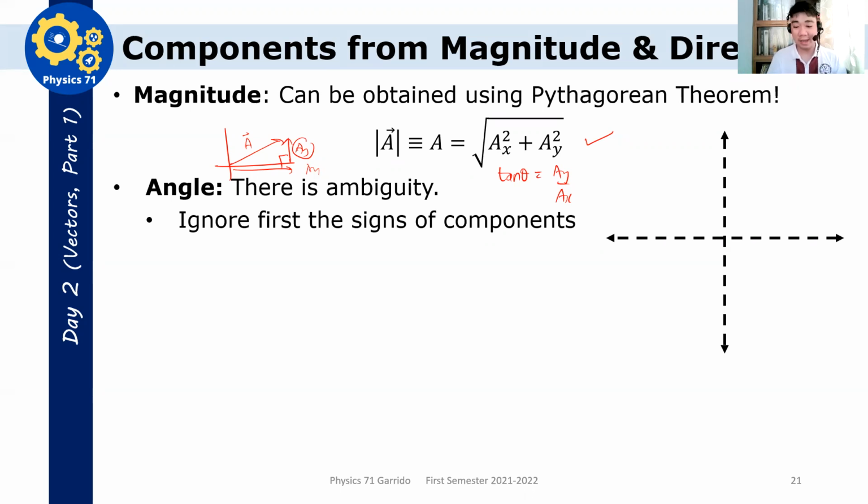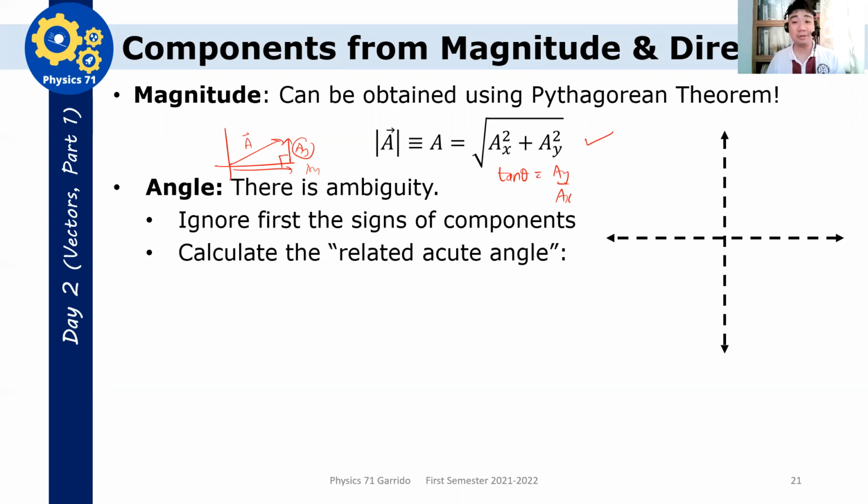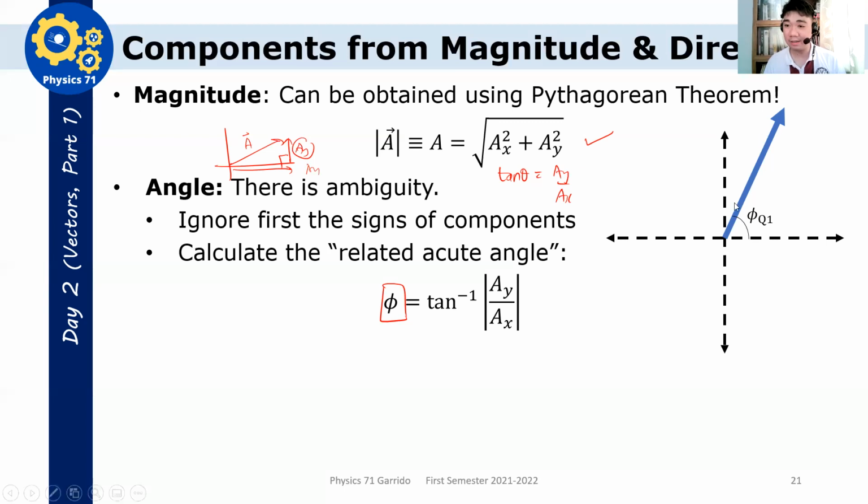So positive lang yan. And then calculate the related acute angle phi, where phi here is arctangent of the absolute value of Ay over Ax. So ibig sabihin, you treat all the components as positive, get the inverse tangent function, and you get a related acute angle. Ano yung related acute angle na yon? Yung related acute angle, yung angle with respect to the x-axis. So for example, in quadrant 1, the related angle is just our usual angle with respect to the positive x-axis. Nakikita ninyo itong diagram? Okay? Do you see this?